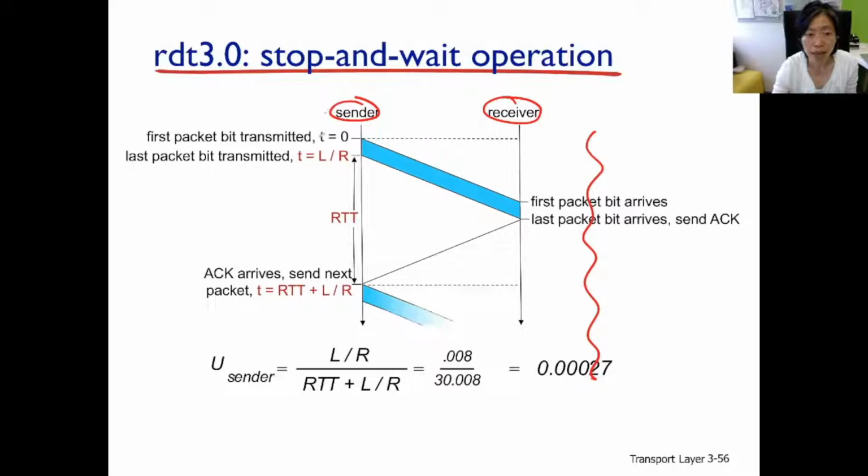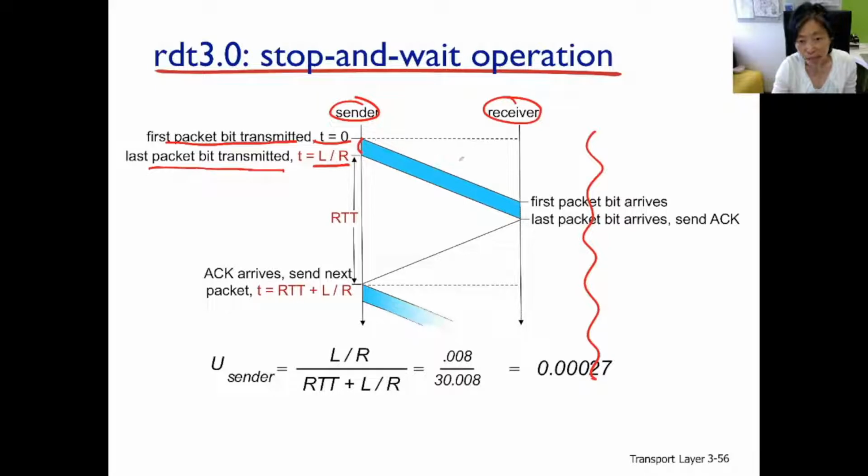If I illustrate the scenario I just described, there's the sender, the receiver, and the timeline. At time 0, the first packet bit is transmitted. The first bit goes onto the link, and it takes this amount of time to transmit all bits of the packet. So the last packet bit is transmitted right at this time. That is the packet transmission time, L divided by R.